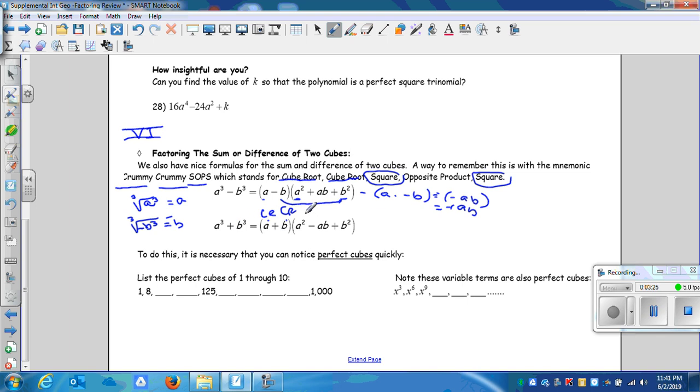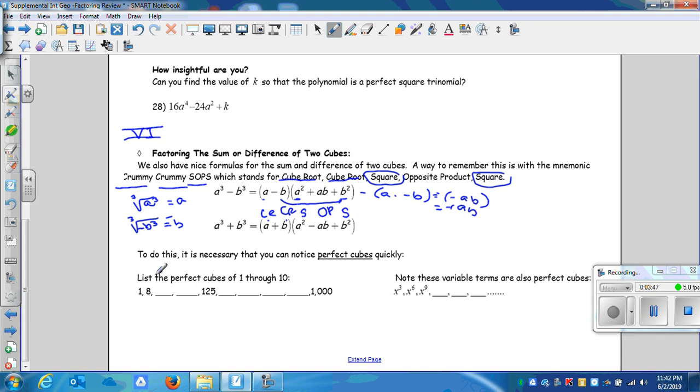So now we're going to create the second term. So this is the S and the S. I usually like to try to create those first. I usually do the middle term last. Take both of your crummy crummies and square them. So a is squared and b is squared. And then the center here is the opposite product. So we're going to multiply a times b, which we have here, and then change the sign, which is negative.